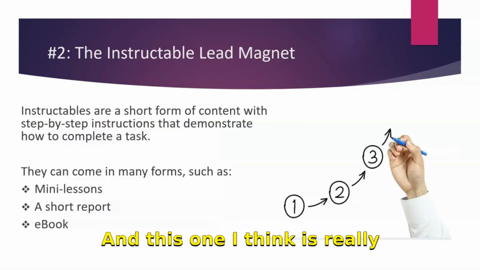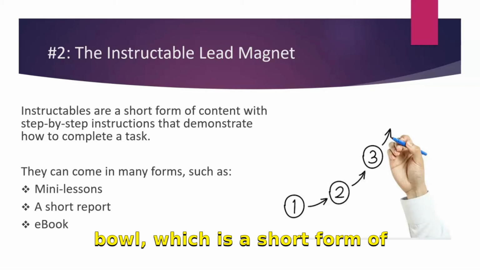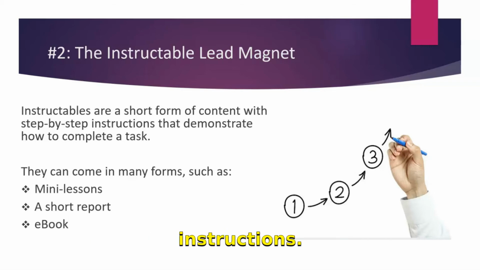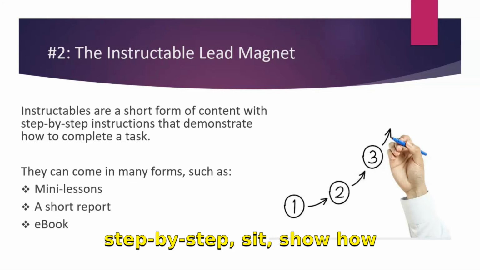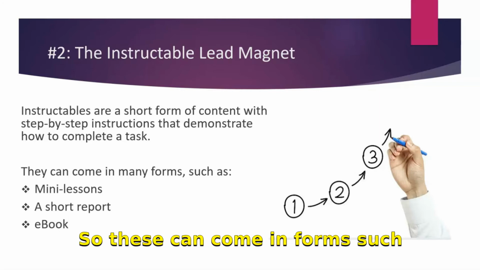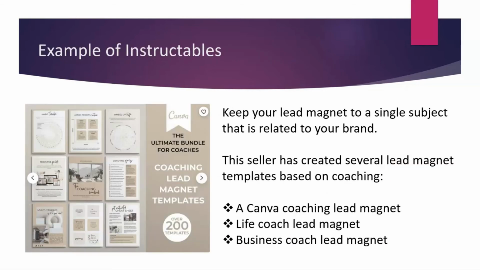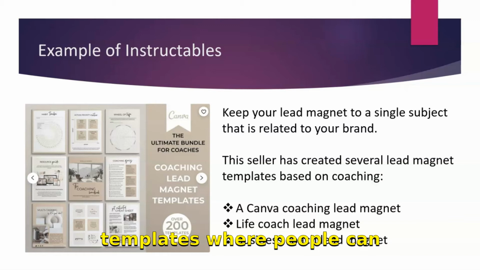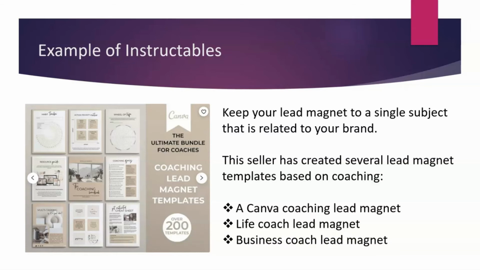Another great thing, and this one I think is really powerful because people love this, is what's called an Instructable, which is a short form of content with step-by-step instructions. It's like a how-to that often might have pictures and step-by-steps that show how to complete a task. These can come in forms such as mini lessons, a short report, an ebook, for example. And here's an example of templates that people can give away, where they're like a life coach or a business coach, and people can use these for their own business.